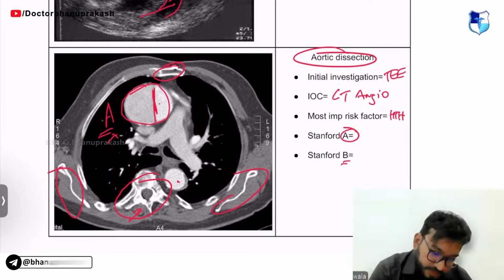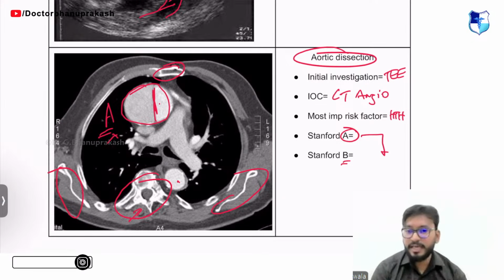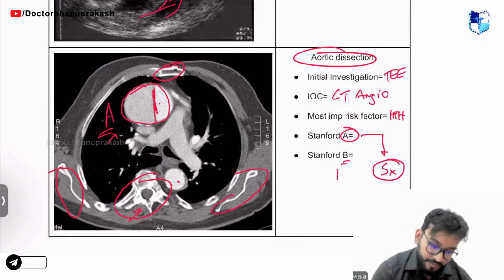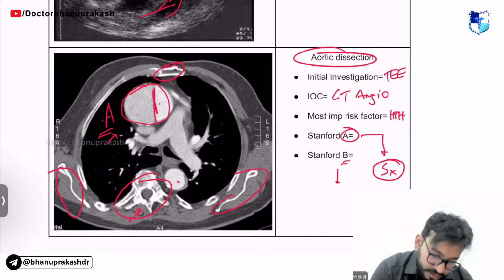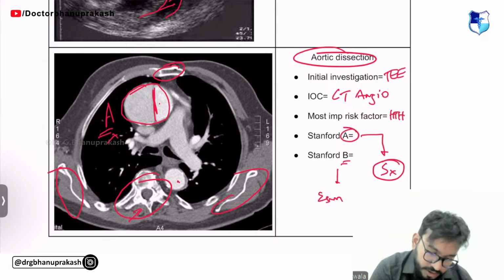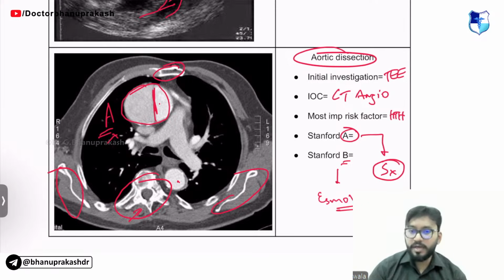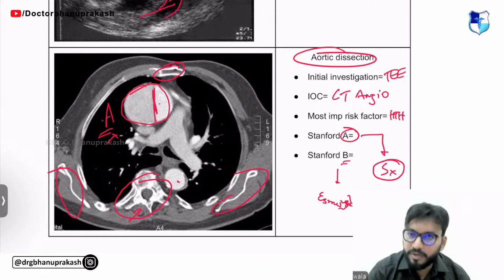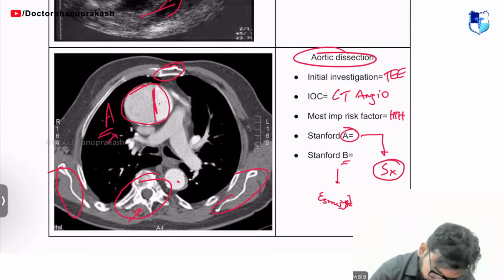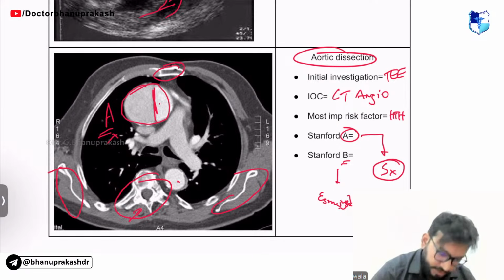What is the management of Stanford A? Come on. If ascending aorta is involved, there's nothing else that you can do. You have to take the patient up for surgery. But if ascending aorta is not involved, you can do conservative management. You can reduce the BP by giving something like esmolol. Esmolol is a beta blocker. But if ascending aorta is involved, you have to take the patient up for immediate surgery. Yes. Everyone is right.